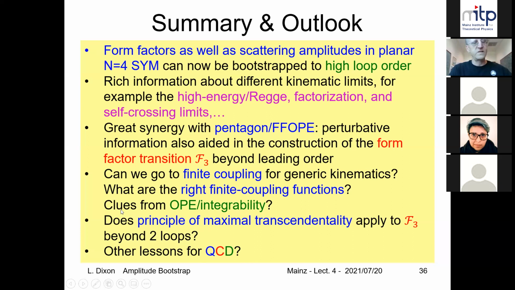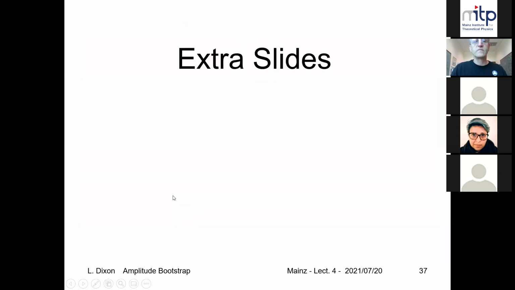Another important question is whether this principle of maximal transcendentality applies to F3 beyond 2 loops, for which we need some QCD results. Another question is whether all of these techniques can be applied to other contexts, of course, more complicated kinematics in planar N equals 4, and eventually to QCD, and find out what we can learn about other theories, such as QCD beyond planar N equals 4.